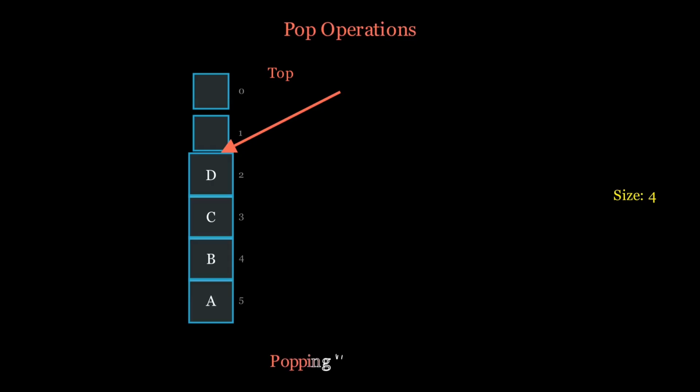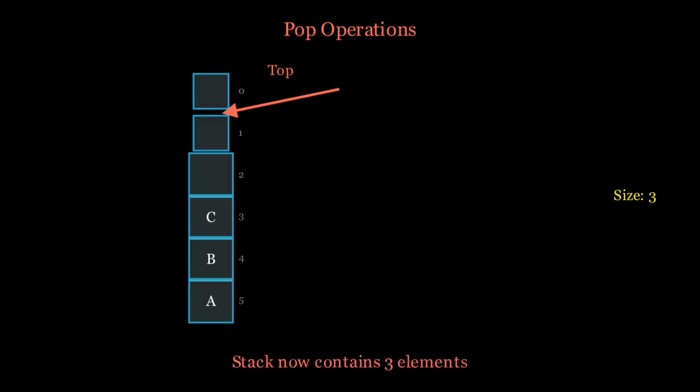When we pop, we remove the most recently added element. First, we are popping D from the stack. The top pointer moves down and the cell becomes empty, and our size decreases to 3. Notice that we always remove from the top. That's the last in first out principle in action.